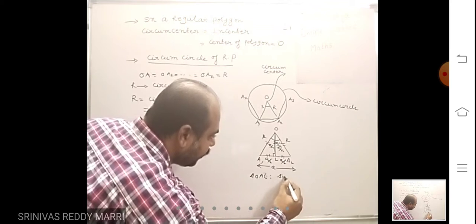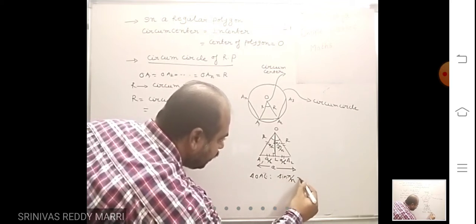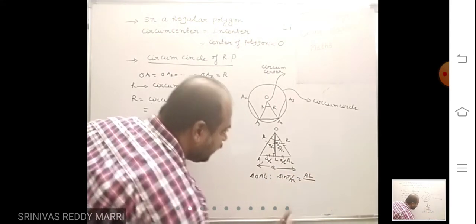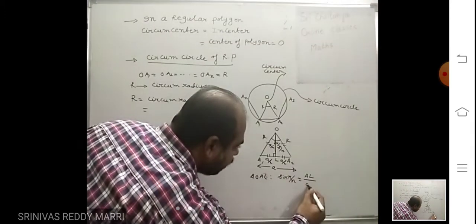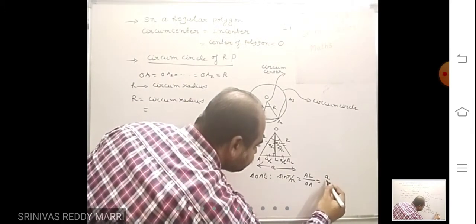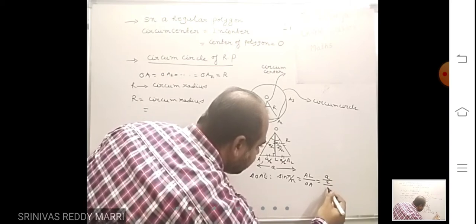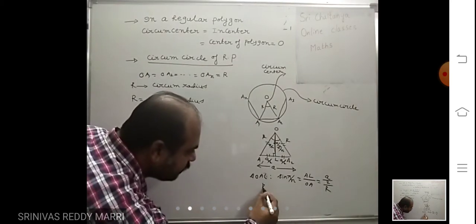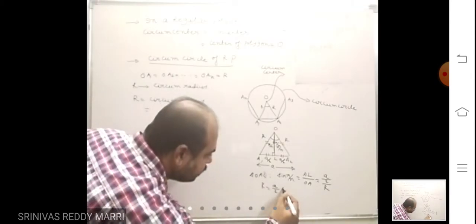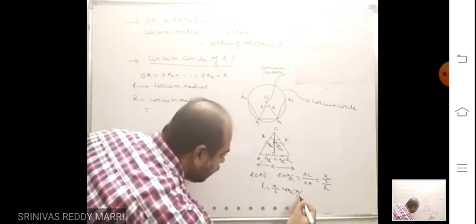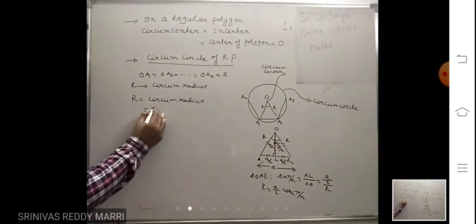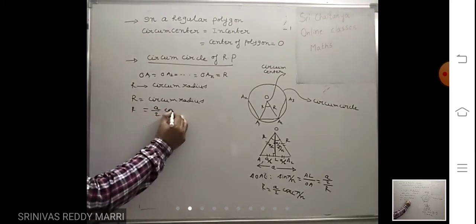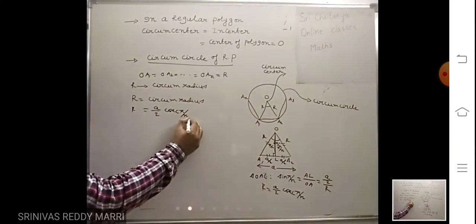Now, if you write sine pi by n, sine pi by n is nothing but AL divided by hypotenuse, which is OA. That means A by 2 divided by capital R. Now capital R is nothing but A by 2 cosecant pi by n. So the capital R formula is A by 2 cosecant pi by n. This is the formula.